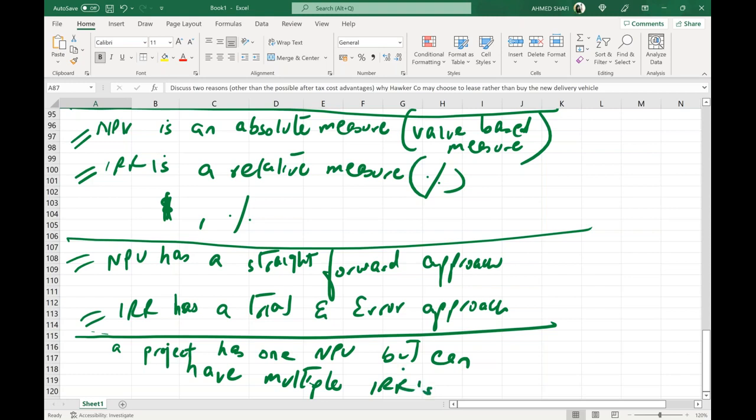Third advantage, a project always has one NPV, but it can have multiple IRRs. Whenever you calculate the NPV of a project, there is always one NPV, either positive or negative. But projects can have more than one IRR, especially in case of non-conventional cash flows. And when there is more than one IRR, it obviously makes it difficult for the person to take a decision. So these are the three advantages. Again, my advice is read the examiner answer to get a more crystal clear idea.